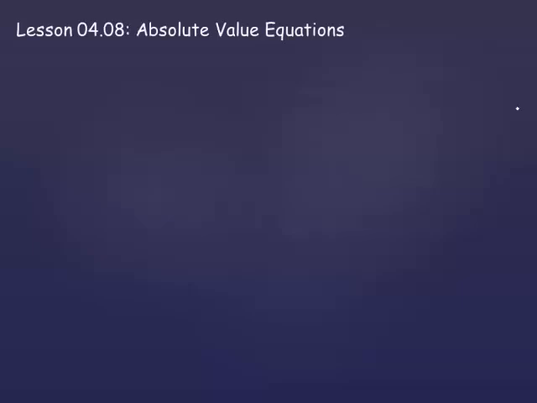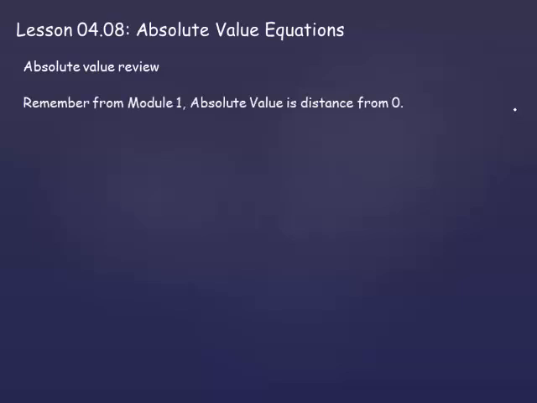Lesson 4.8, Absolute Value Equations. Let's review absolute value. In Module 1, we discussed that absolute value is distance from 0. Therefore, it's always positive. Distance can never be negative.